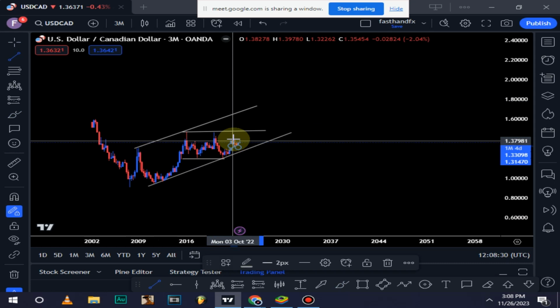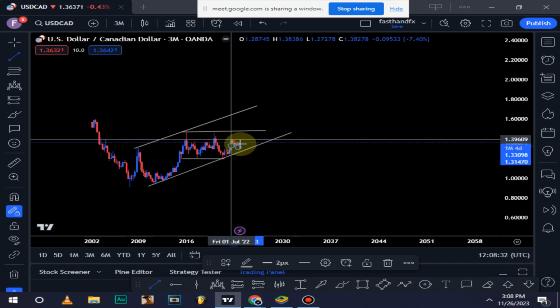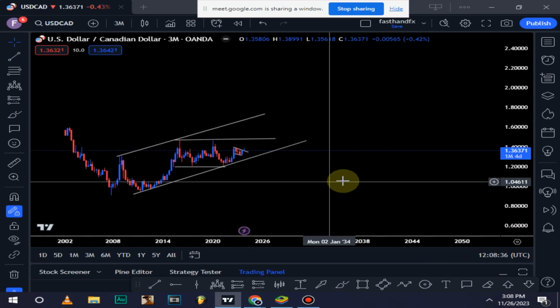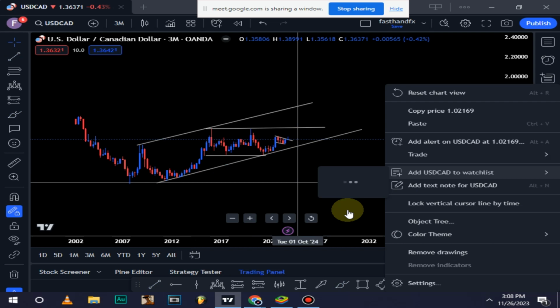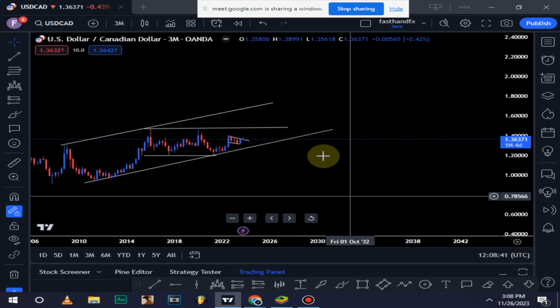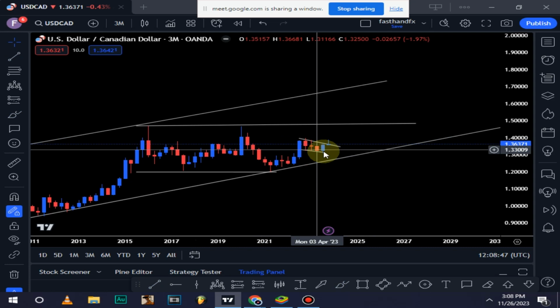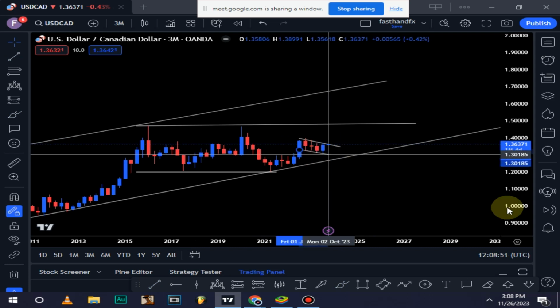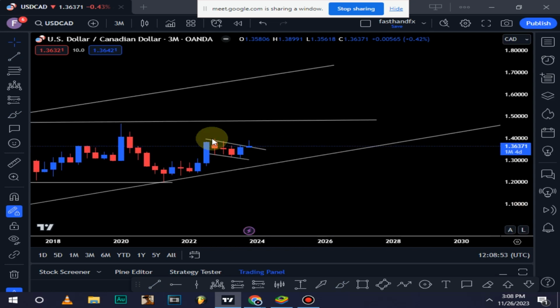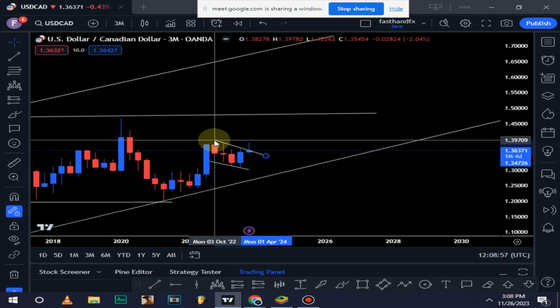This is the 3 months. The bullish flag has been broken. This is cool. This is crazy. Guys, don't worry, everything is going to make sense at the lower time frame.